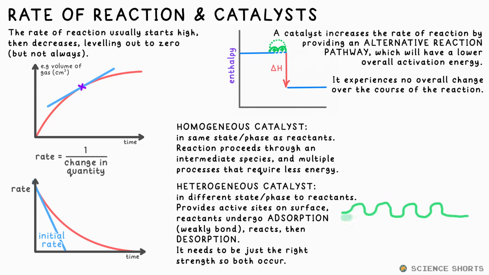If the catalyst isn't in the same phase as the reactants, it's a heterogeneous catalyst, usually a solid. It provides active sites on its surface where reactants undergo adsorption, not absorption. For example, gaseous atoms weakly bonding to the metal atoms. The reaction takes place and the product is released from the catalyst. That's desorption. The strength of adsorption is important as it needs to be strong enough to adsorb the reactants, but weak enough to release the product once made.